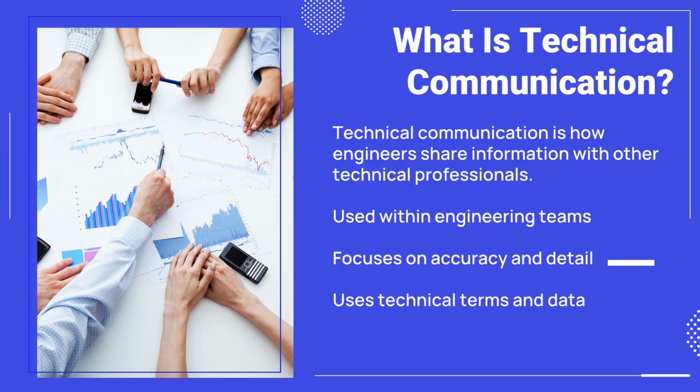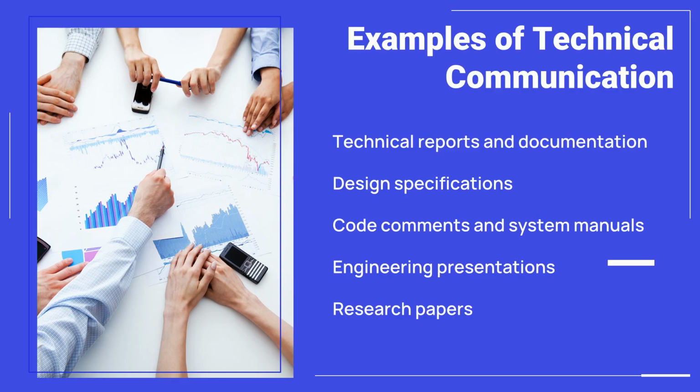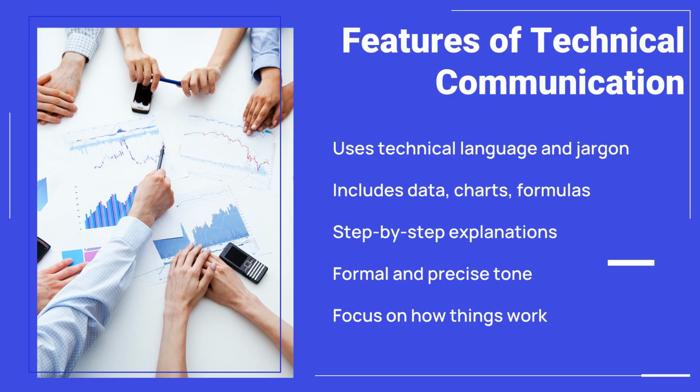Examples of technical communication include writing technical reports and research papers, preparing design documents and specifications, explaining algorithms, circuits or processes, giving presentations to engineering teams, writing code comments or system documentation. In technical communication, engineers often use technical terms and jargon, data, graphs and formulas, step-by-step explanations, precise and formal language.